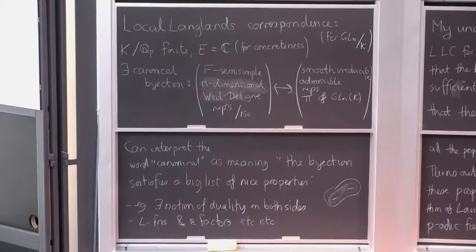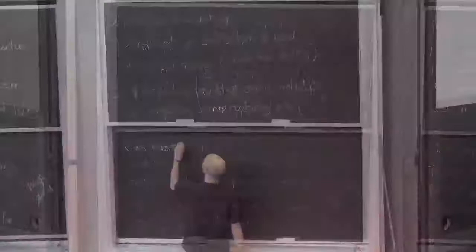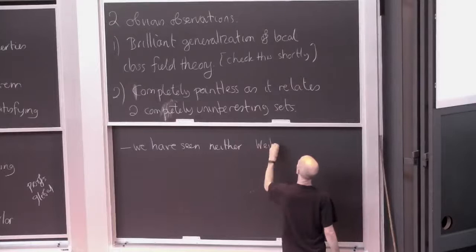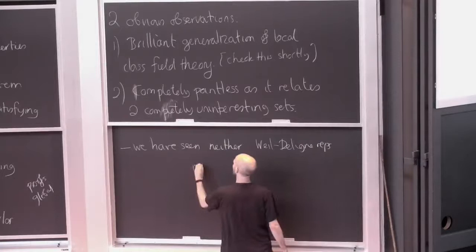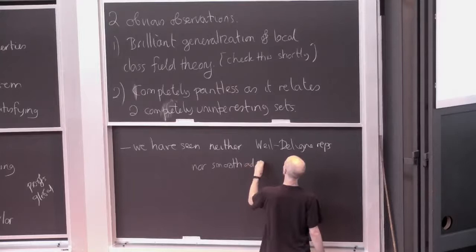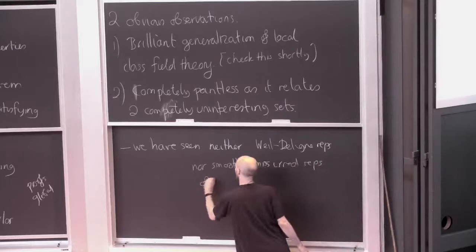So these sets are completely pointless, because somehow we have seen neither Weil-Deligne representations nor smooth, admissible, irreducible representations of GL_n of K showing up anywhere else in mathematics.